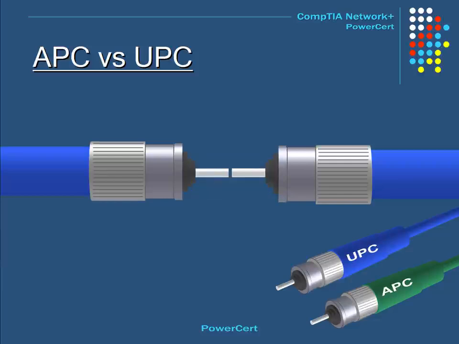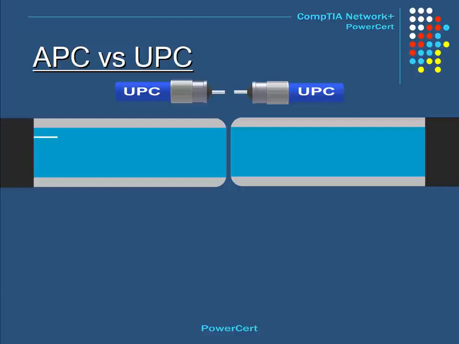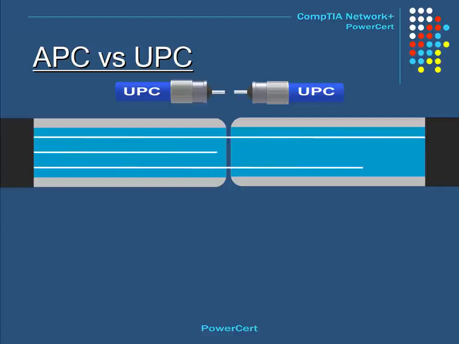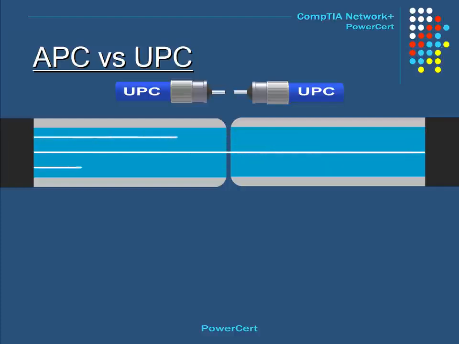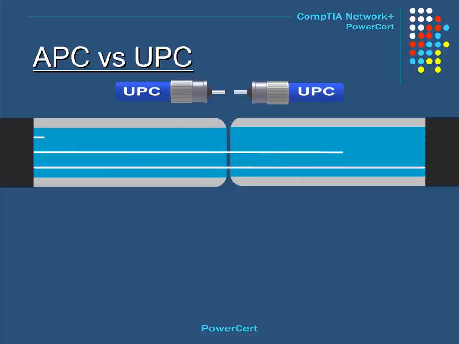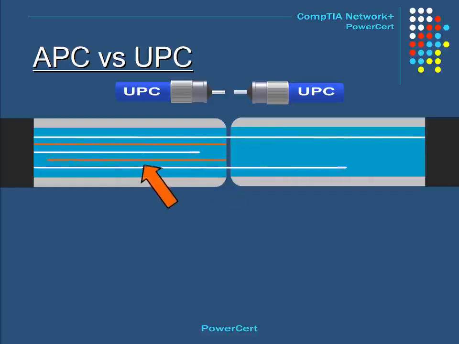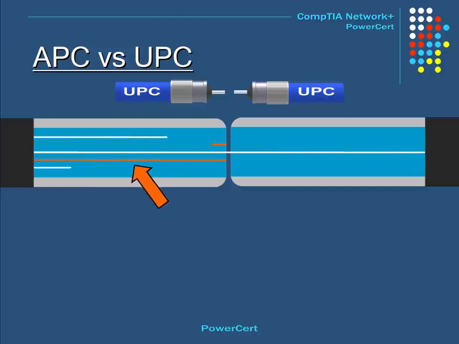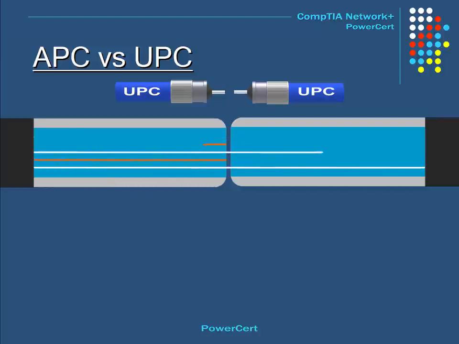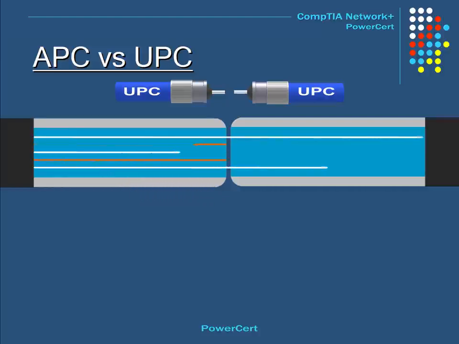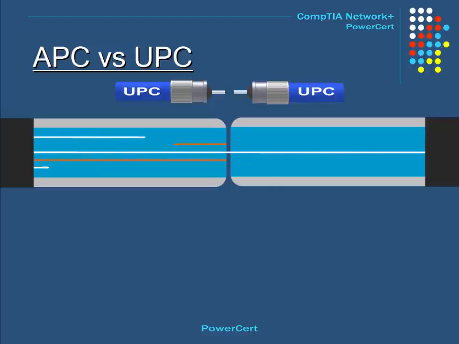So what happens is at the point where the connectors join, light is transmitted from one connector to the other connector, but at that point where light passes to the other connector, light will reflect back in the opposite direction towards the light source. And as this happens, there is signal loss. This is what happens in a UPC connector. Light is reflected directly back.